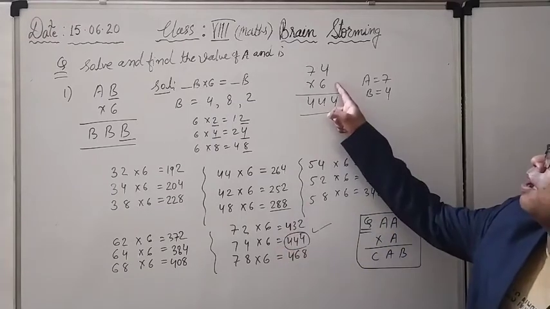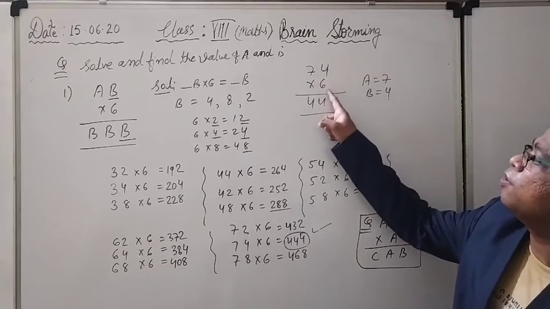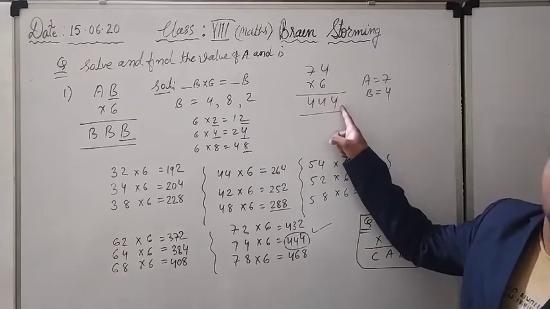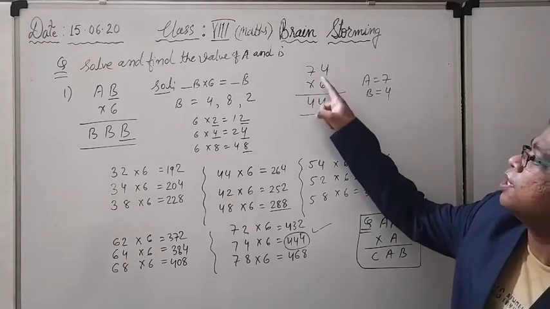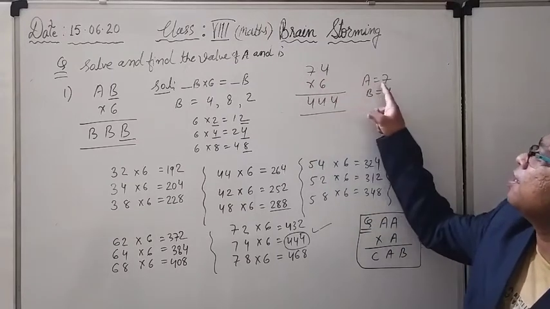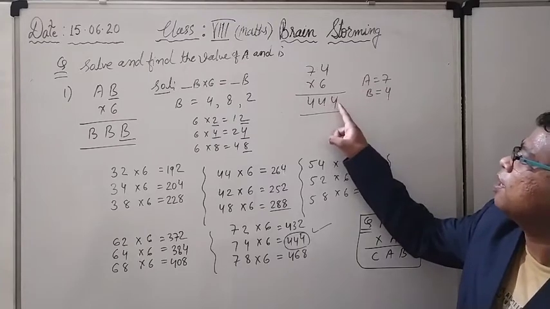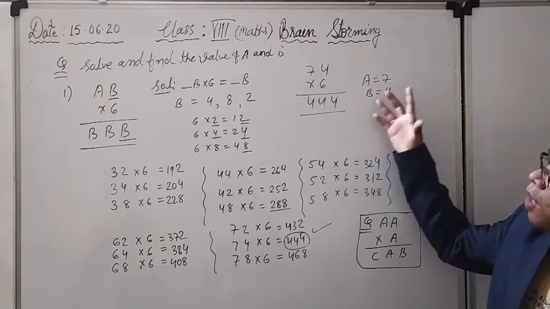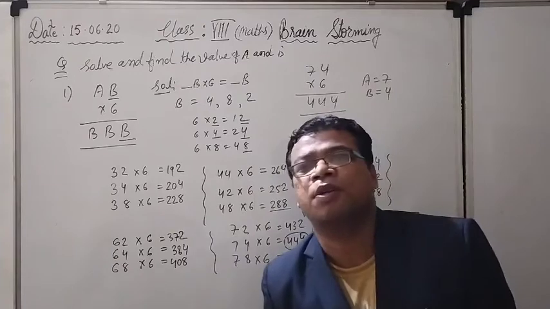So see here, I am going to solve 74 into 6. 6 4s are 24, carry 2. 6 7s are 42, plus 2 is 44. So what is the value of A here? 7. And what is the value of B here? 444 means 4. So that is the overall solution for this particular question.